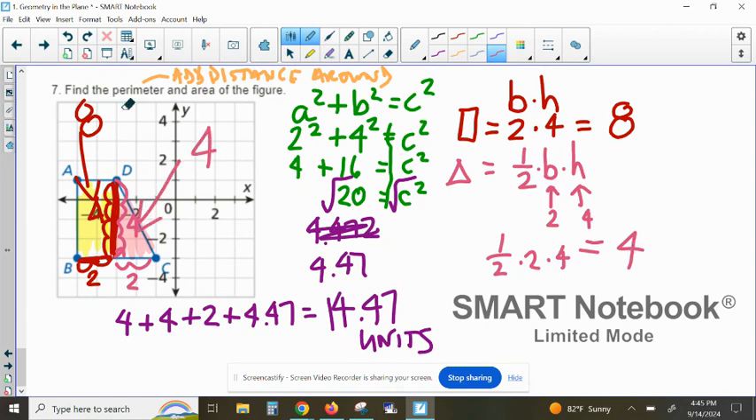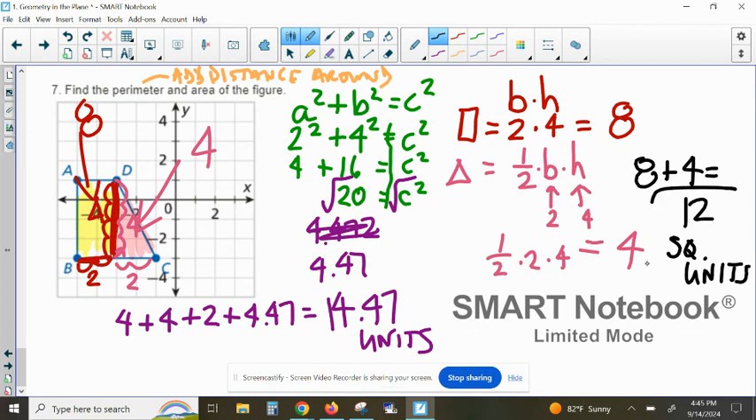And my rectangle part is 8. So if I wanted to know the area of the whole thing, I would just do the 8 plus the 4. And I would get 12. And we don't know what these units are. So I'm going to say 12 square units. Square units is going to be my total area. 12 square units. So my perimeter was right here, and my area was right here.